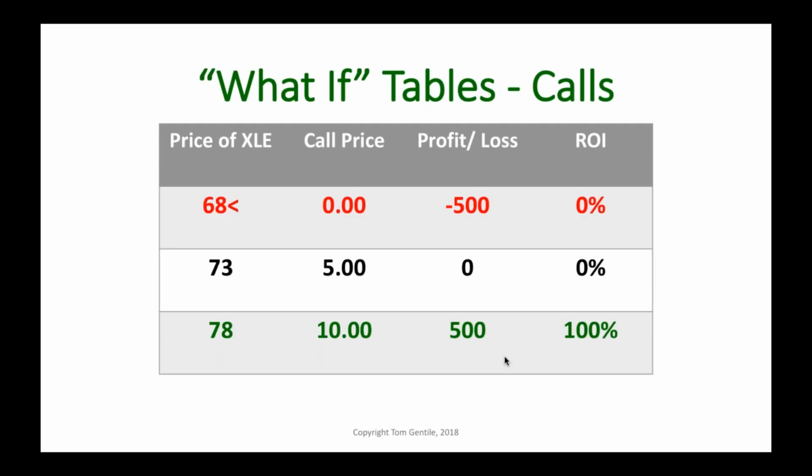So at expiration, if XLE is at 68 or below, I lose all my money that I put into those calls because they expire worthless. All right, that's the red line. If I look at the black line, if we get to 73 at expiration, then remember, if I paid $5 for my 68 calls, they're worth $5 at the end of September. So at 73, I have a minimum value of 5, so I could break even there. But if we get to 78, those 68 calls are going to be worth a minimum of 10. If I paid 5 for those, that means I got a $500 profit or 100% return on investment.